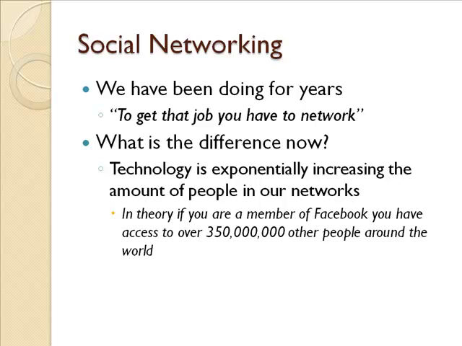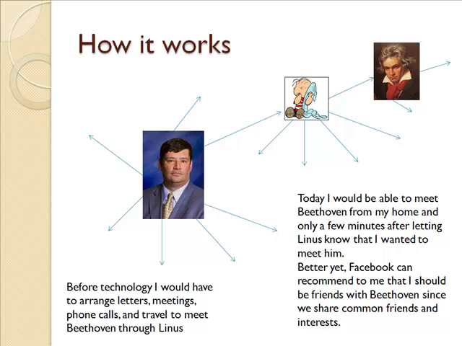So let me give you a visual here. Again, that's a good-looking guy there, right? In the past, if I was a musician and I wanted to meet Beethoven in person and maybe work for Mr. Beethoven, I had to go through Linus. He's the only one that knew him, right? And Linus was the only one I knew. So I would go to Linus, and notice that Linus has a series of friends out there, or people in his network. Eventually I would do that, but I would have to have a letter, a meeting, a phone call. I would have to travel. I would have to do all kinds of things to get to meet Mr. Beethoven and ask for a job or say, here's my music. Do you think it's any good?